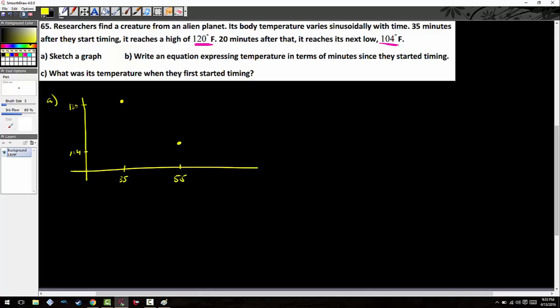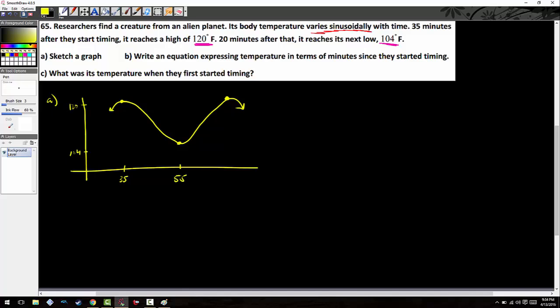Now, if I wanted to draw a third point, and I do want you to draw that third point, it would be up here because we assume that the body temperature varies sinusoidally with time. I want you to draw that third point for no other reason than that it shows convincing work, but also it gives you a really clear idea of which trig function you're dealing with. Because at this point, the problem should be pretty obvious.